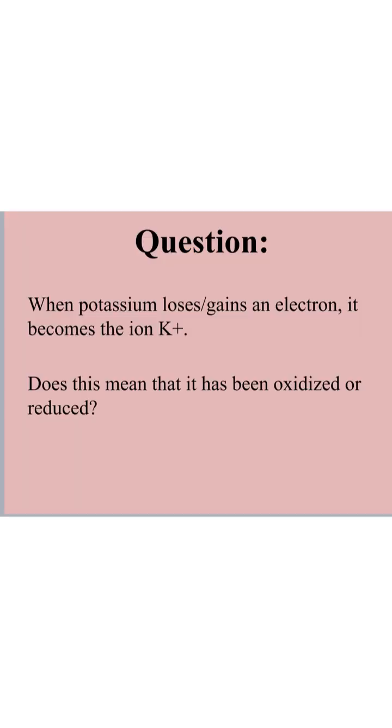All right, so let's answer this question. It says, when potassium loses or gains an electron, it becomes the ion K+. Well, if it's becoming K+, what's it doing? Is it losing or is it gaining? Well, if you know where potassium is, you know that it is losing an electron. Also, this positive tells you that it is losing an electron because the only thing that I'm going to gain or lose is electrons. So to become more positive, I have to get rid of negative charges, which is my electron. So does this mean that it is oxidized or reduced?